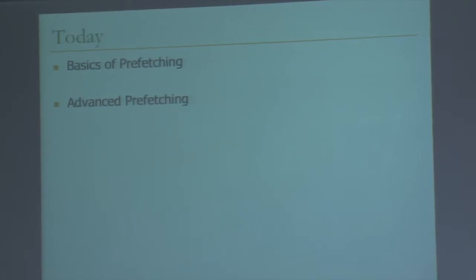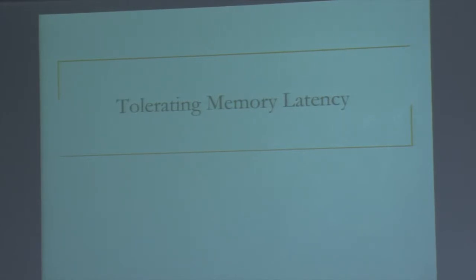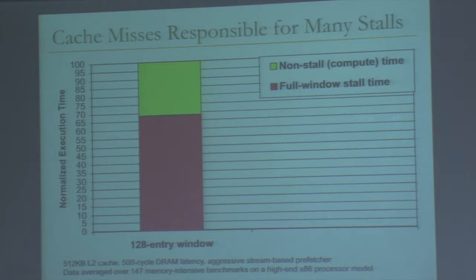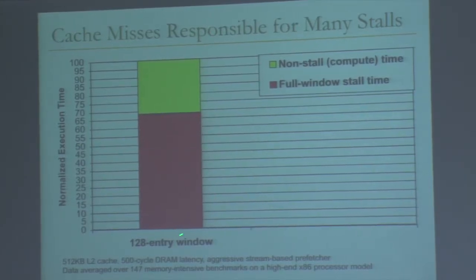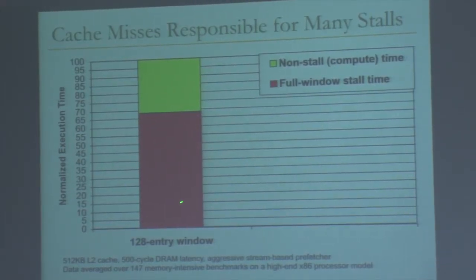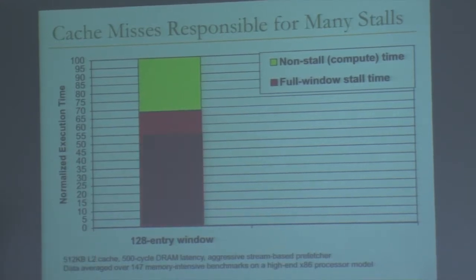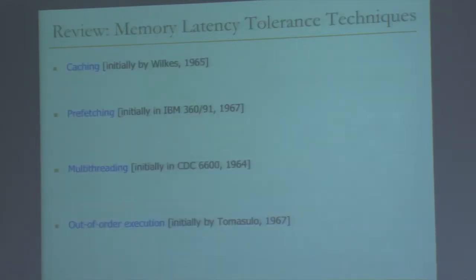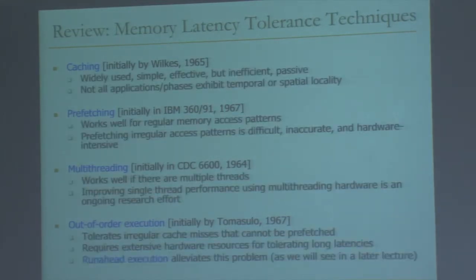OK, today we'll talk about the basics of prefetching. I guess we'll talk about some basics, a method for doing prefetching. But we'll also try to cover advanced prefetching. So I have a lot of slides. So let's see where we end up. I'm going to go through this relatively quickly. Basically, this was our motivation for tolerating memory latency. This is a modern processor. And most of the time, it spends waiting for memory on memory-intensive workloads. And most of the time, it's actually waiting for long latency cache misses to complete with a small window. And we've talked about four fundamental techniques to tolerate this memory latency or hide this memory latency. You should be familiar with all of them: caching, prefetching, multithreading, and out-of-order execution. Today, we'll talk about prefetching in more detail.